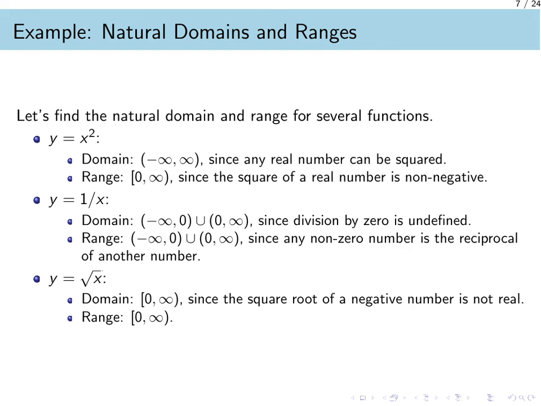For example, with the function y equals x squared, the domain is all real numbers because any number can be squared, while the range is only non-negative numbers. For the function y equals 1 over x, the domain must exclude 0, because division by 0 is undefined, which also means the range excludes 0. Finally, for y equals the square root of x, the domain is restricted to non-negative numbers, as the square root of a negative value is not a real number. Ultimately, the specific mathematical operations in a formula are what determine its natural domain and the resulting range.